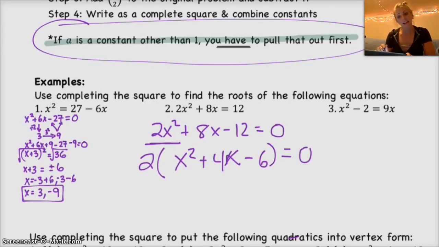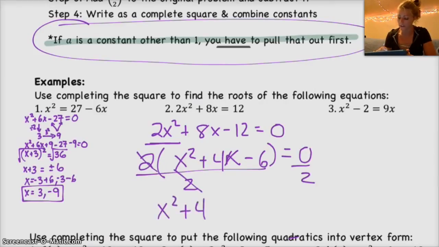And in this case, since I have a 0 on the other side, I can divide both sides by 2. And my 2's cancel there. 0 divided by 2 is just 0. So I end up with x squared plus 4x minus 6 equals 0. Then I can complete the square on that.